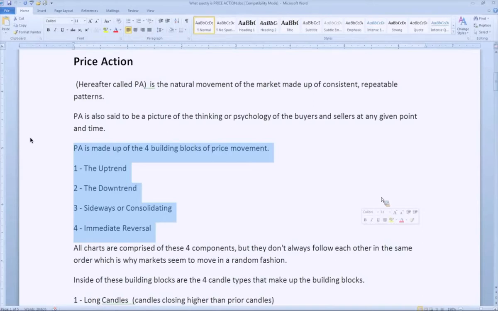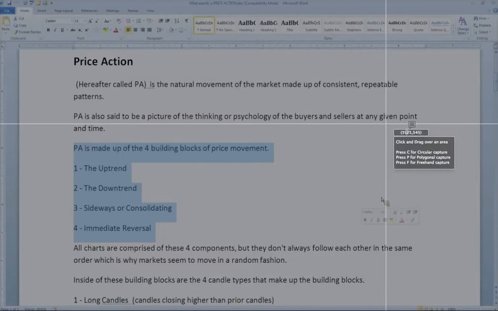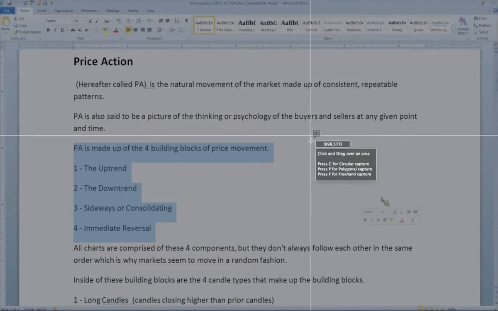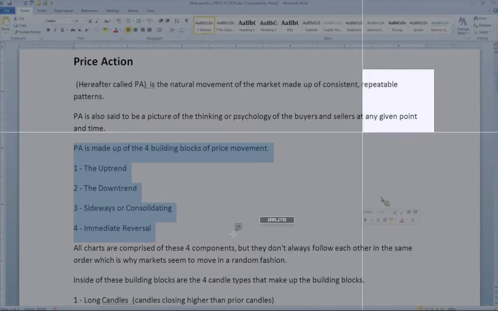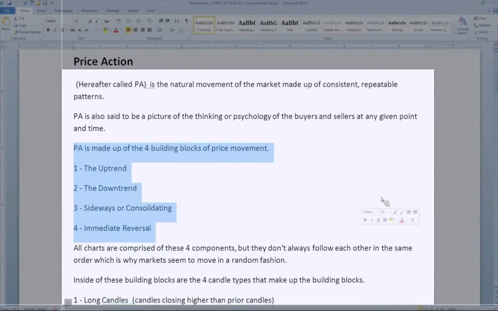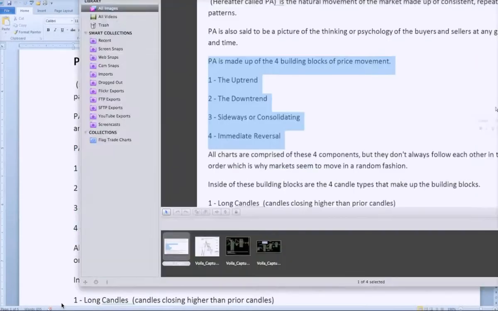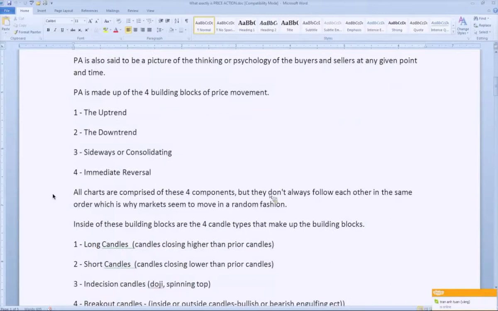So price action is made up of four building blocks, and I define them as the uptrend, the downtrend, the sideways or consolidating market, and an immediate reversal, an instant reversal, I sometimes call it. These are the only four things that happen with price, the only four. All charts are made up of these four components, but they don't follow each other in the same order, which is why markets seem to move in a random fashion.